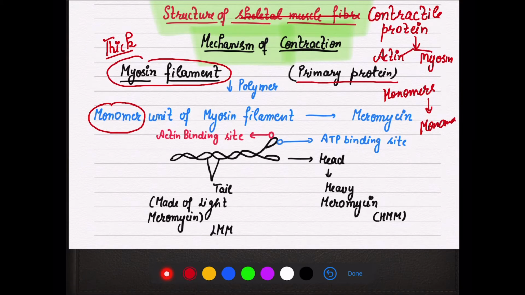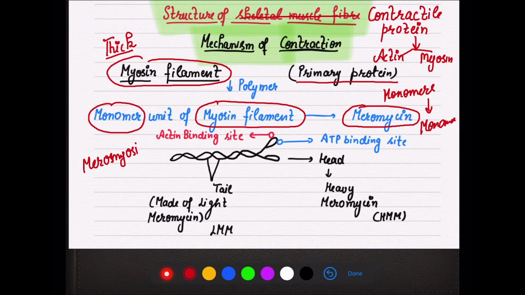So the monomer unit of this myosin filament is a protein which is called meromyosin. So what is meromyosin? It is a monomeric protein of the myosin filament, right?